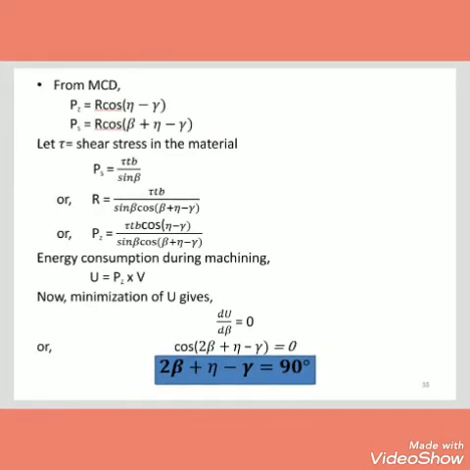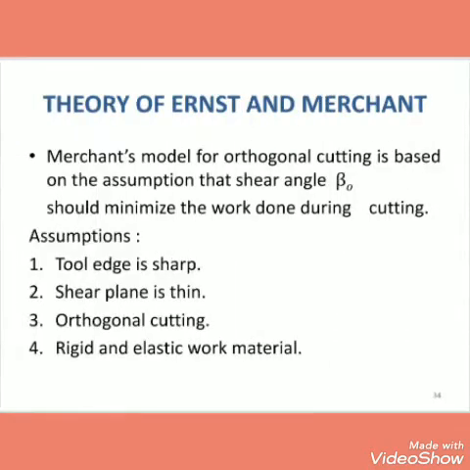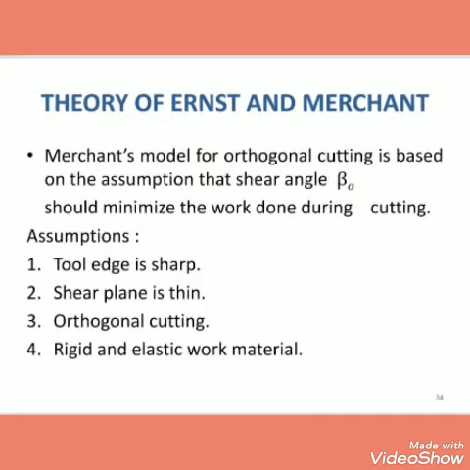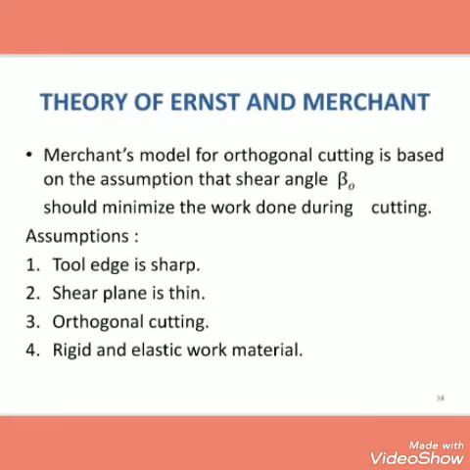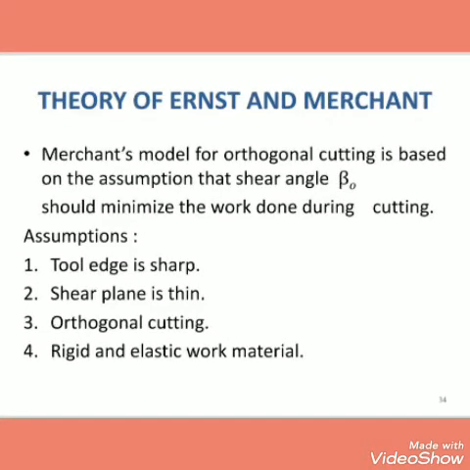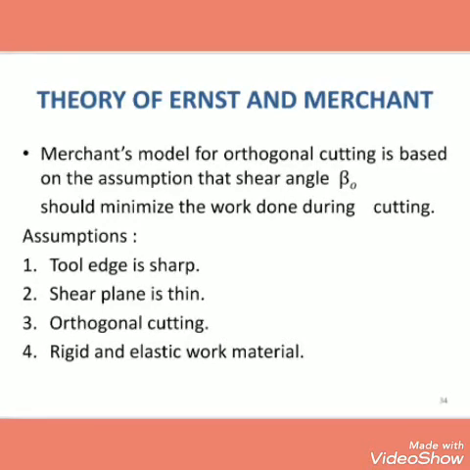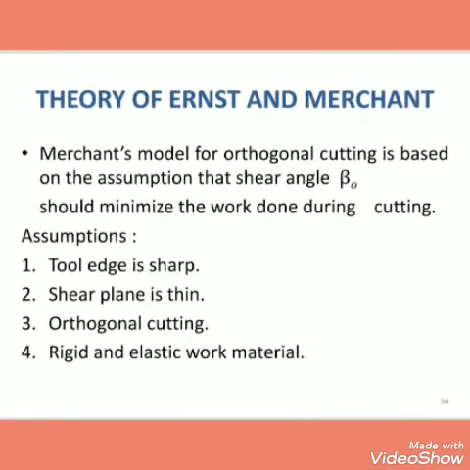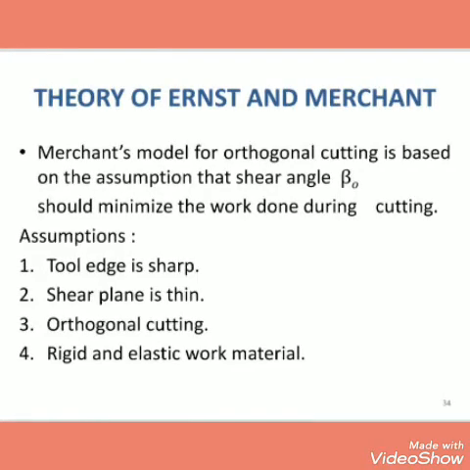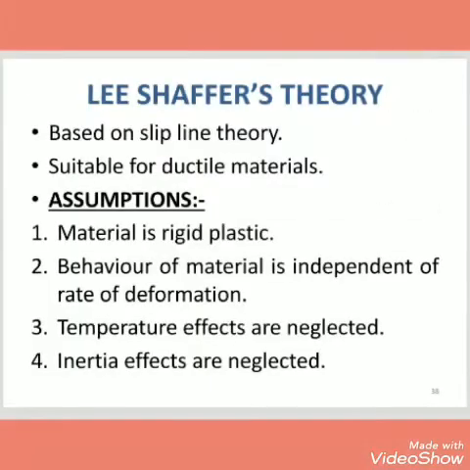The minimization of U given by dU by dB. And next one is the theory of Ernst and Merchant. The Merchant's model for orthogonal cutting is based on the assumption that the shear angle, denoted by beta 0, and the assumption where the tool edge must be sharp, the shear plane is thin, and orthogonal cutting with rigid and elastic work material.